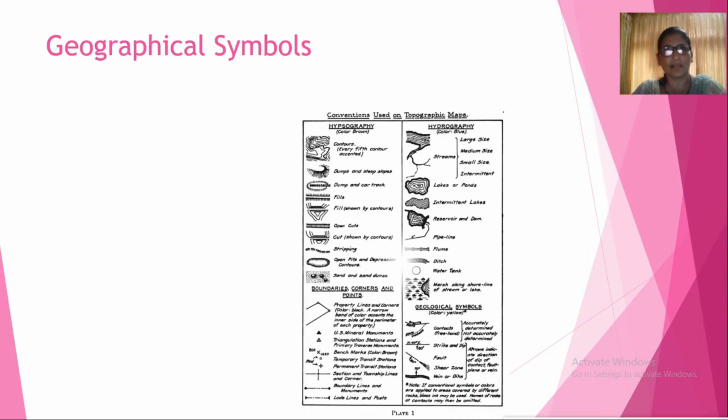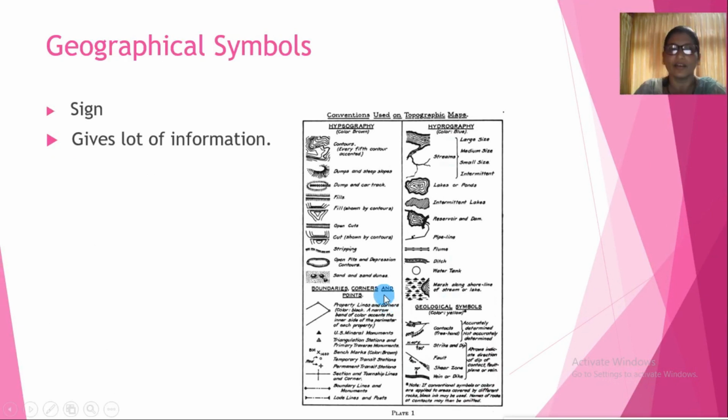A symbol is a sign that stands for an object. The symbols used in a map are the same all over the world. The symbols give us a lot of information. From these topographical maps or symbols, we can understand the signs.